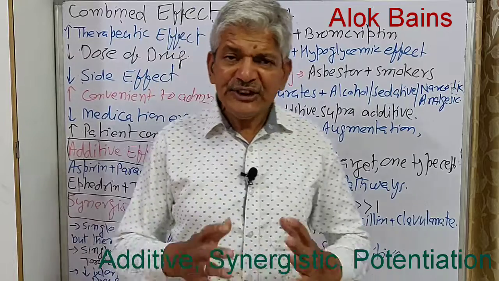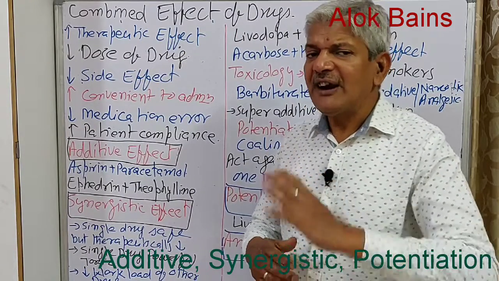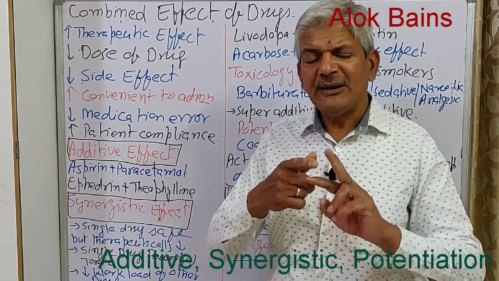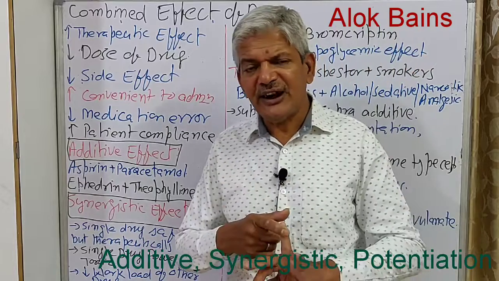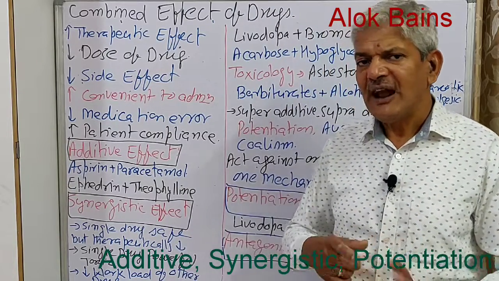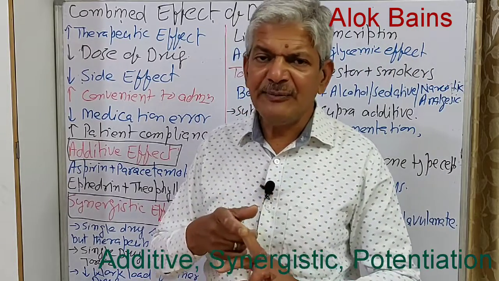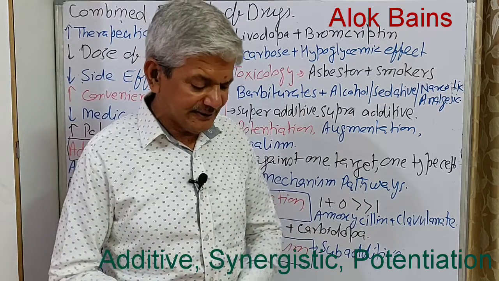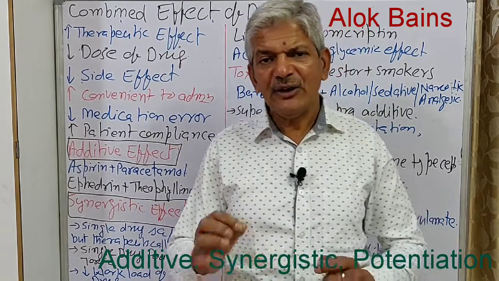Now, this combined effect of drugs can be studied under 4 headings. Number 1 is additive effect, number 2 is the synergistic effect, number 3 is the potentiation effect, and number 4 is the antagonistic effect. I am repeating: additive effect, synergistic effect, potentiation effect, and antagonistic effect. Now we will try to understand these terms one by one.